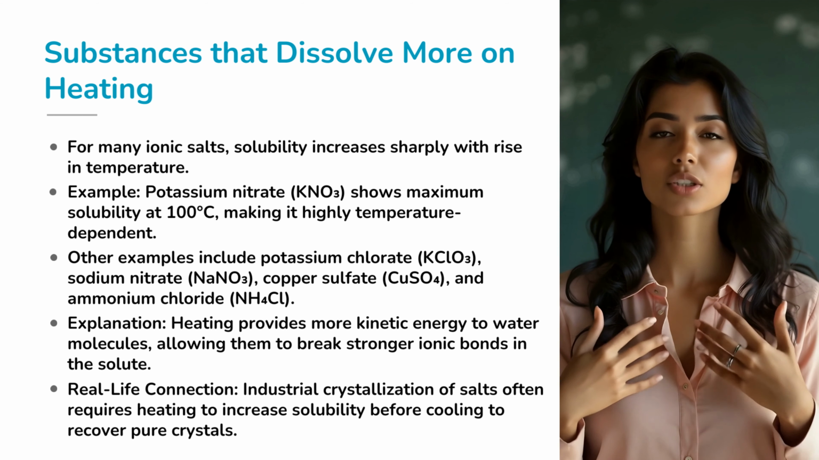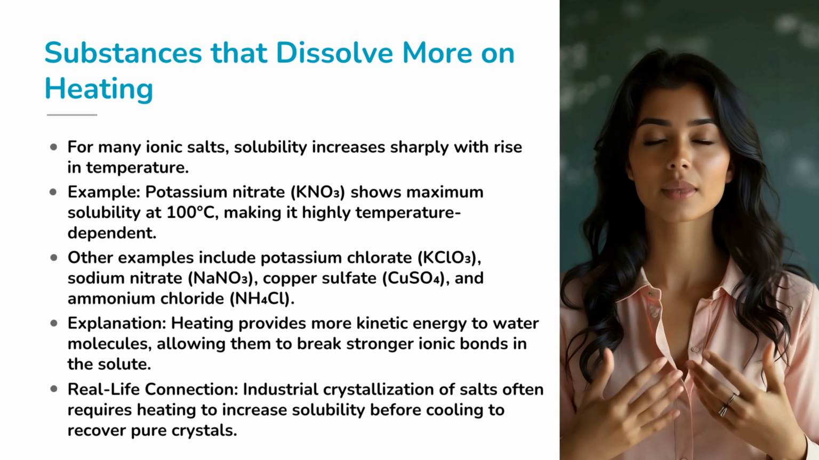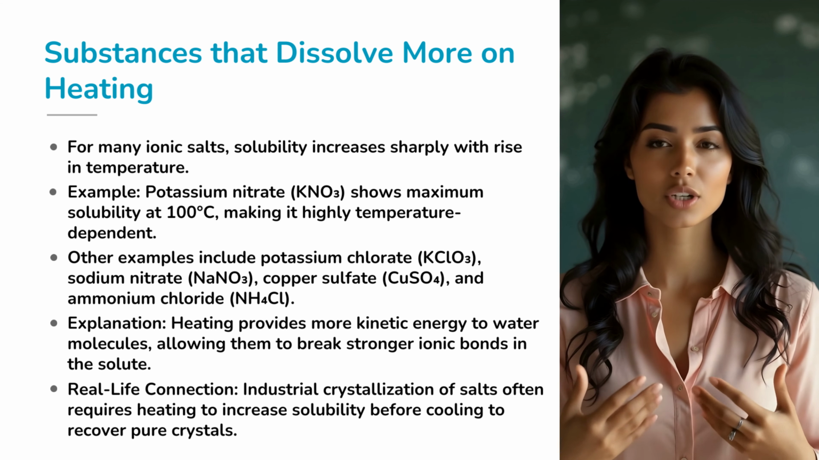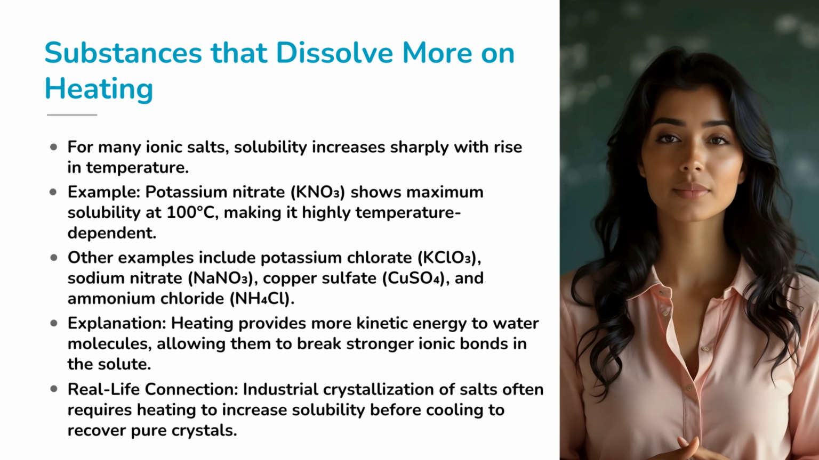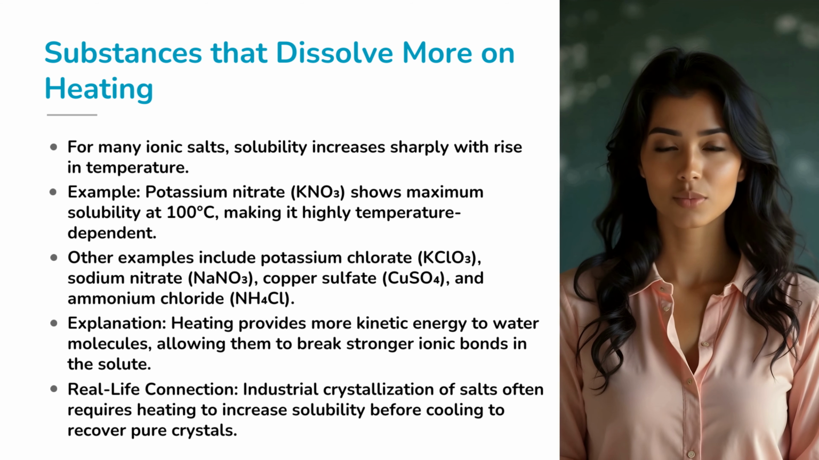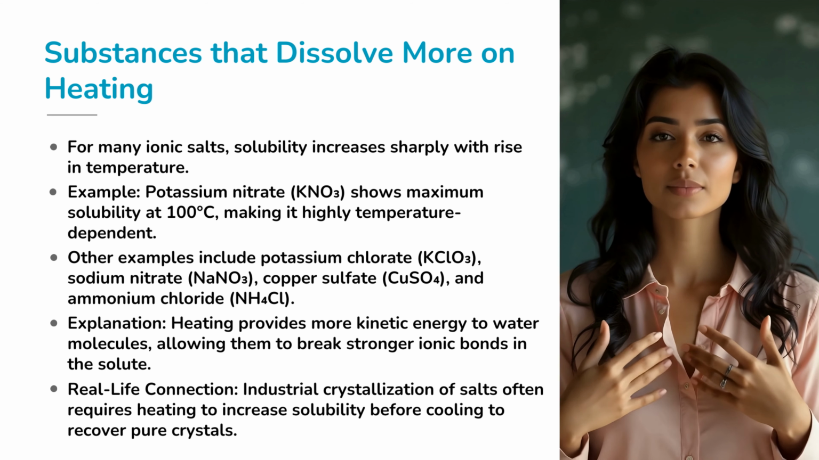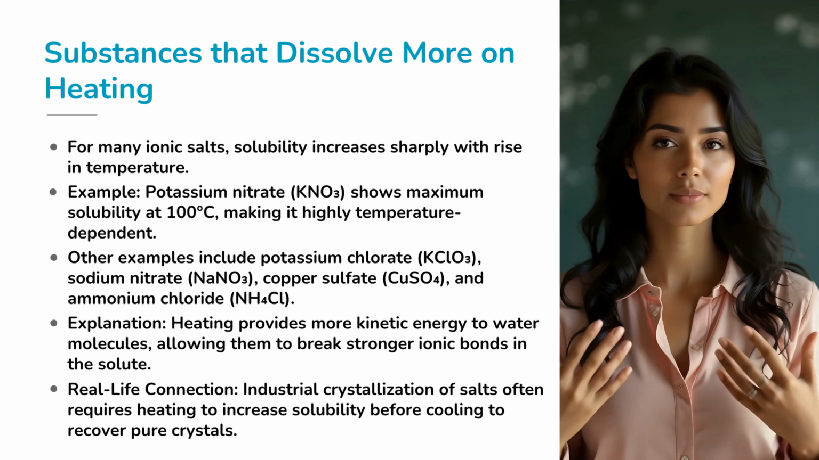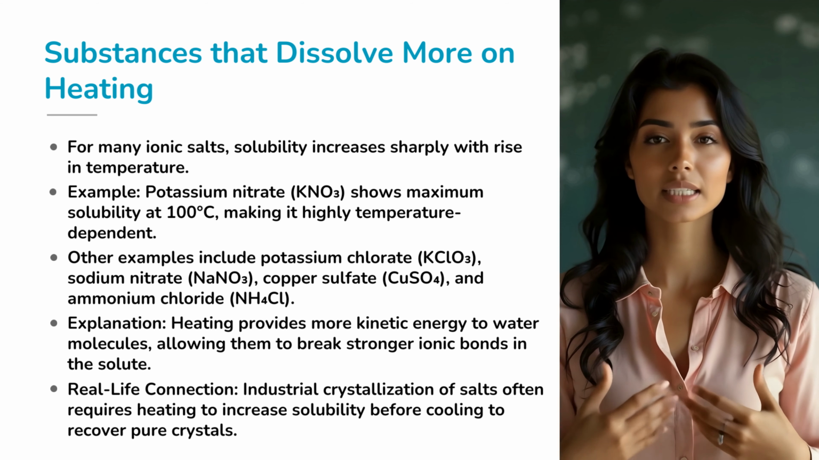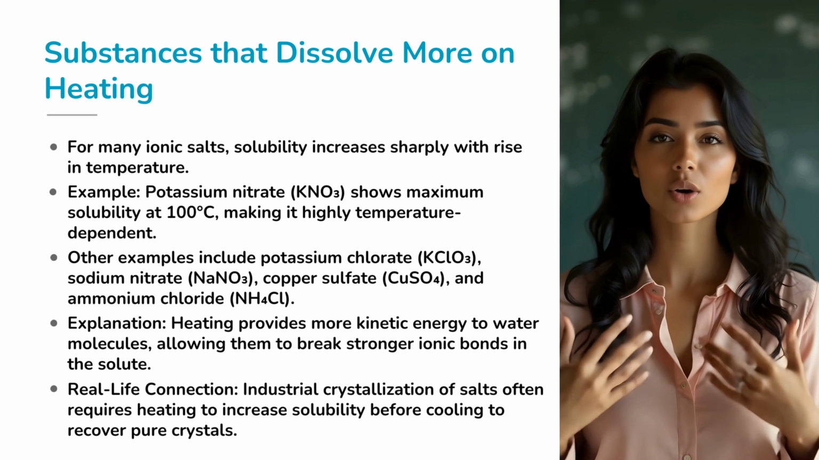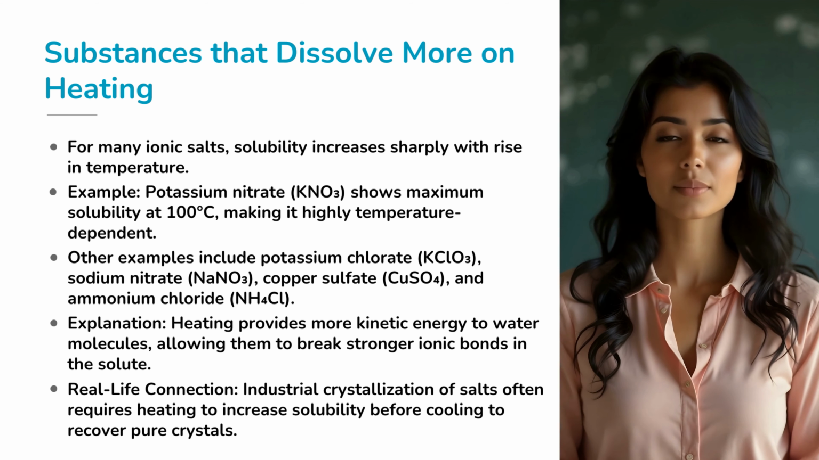For many ionic salts, solubility rises sharply with increasing temperature. A classic example is potassium nitrate, which shows maximum solubility near 100 degrees Celsius. Other examples include potassium chlorate, sodium nitrate, copper sulfate, and ammonium chloride. Why does this happen? Heating provides water molecules with more kinetic energy. This allows them to overcome the strong ionic bonds holding the solute particles together, so more solute dissolves.